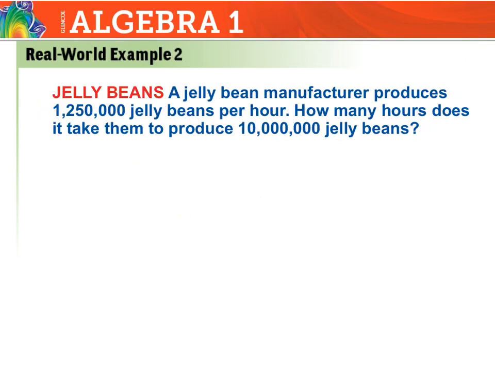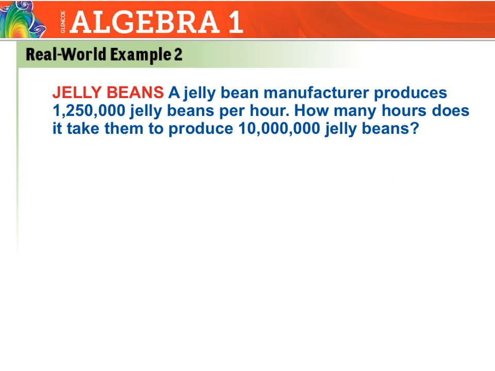Okay, here we go. Jelly beans, everybody's favorite. A jelly bean manufacturer produces, that's a lot of jelly beans, 1,250,000 jelly beans per hour. How many hours does it take them to produce 10 million? Okay, so we're going to write a formula to solve this problem. We know this place makes 1.25 million jelly beans an hour. We want to know how many hours it's going to take them to make 10 million. So we're going to have to write an equation that helps us represent this scenario.